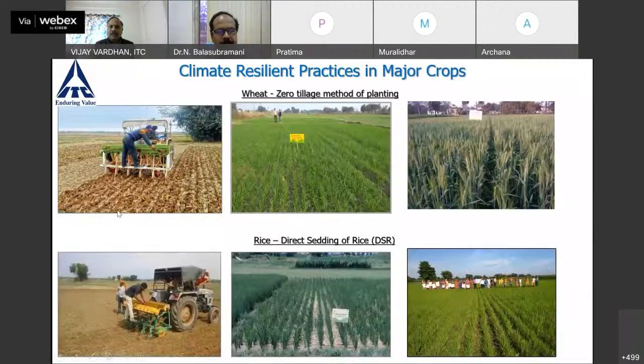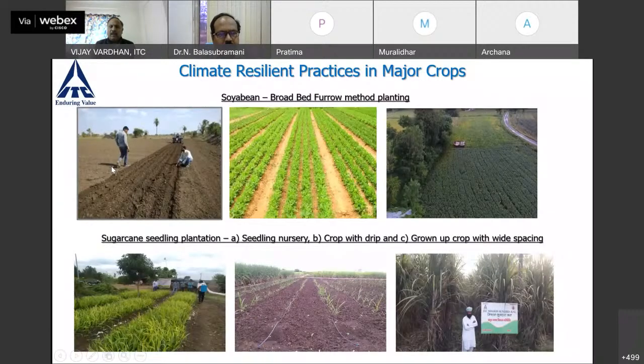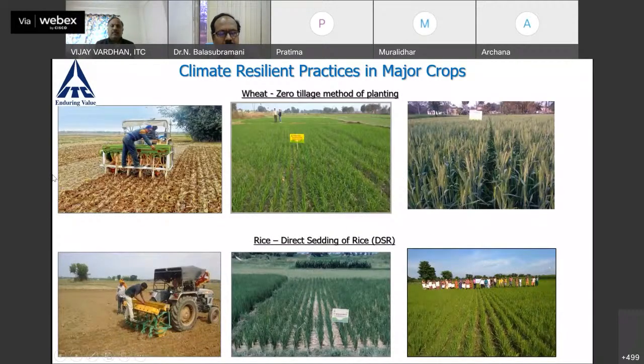In a conventional case, a farmer would have had 2 to 3 tillages, but in this case it's only 1 tillage after paddy direct sowing. And direct seeding of rice, we all know, is direct seeding without a nursery. So these are the advantages farmers are now picking up.